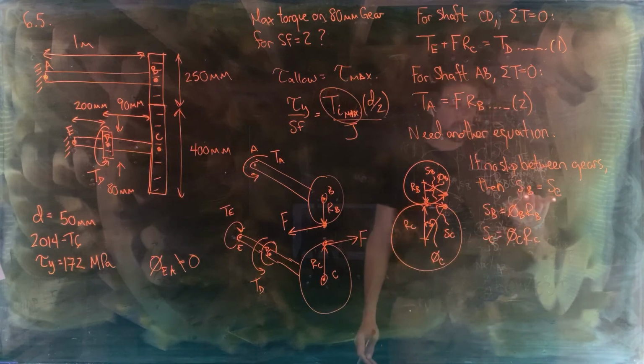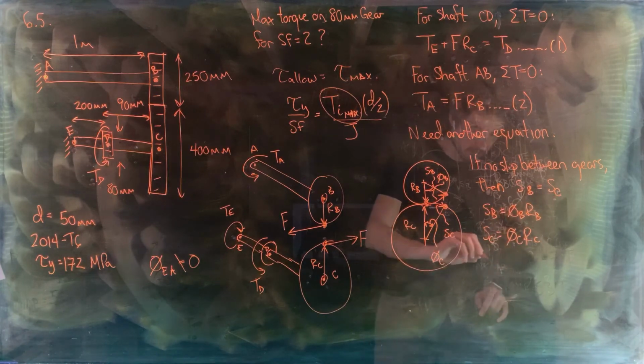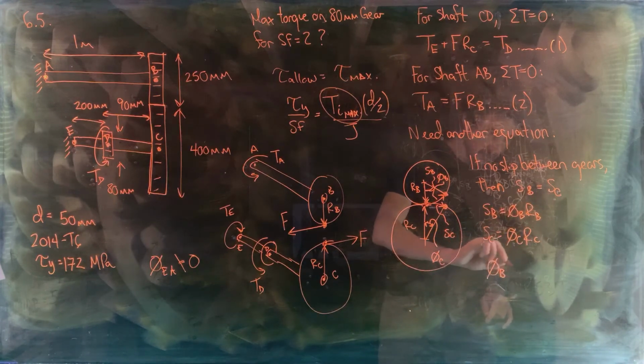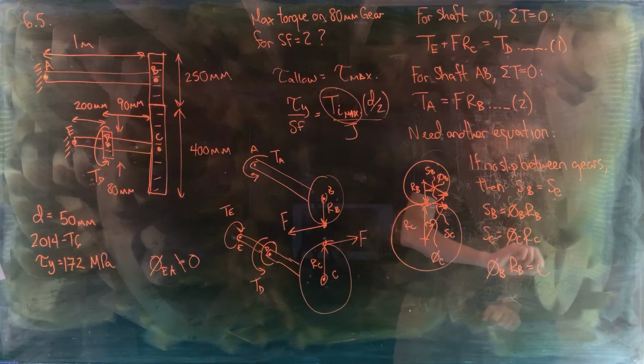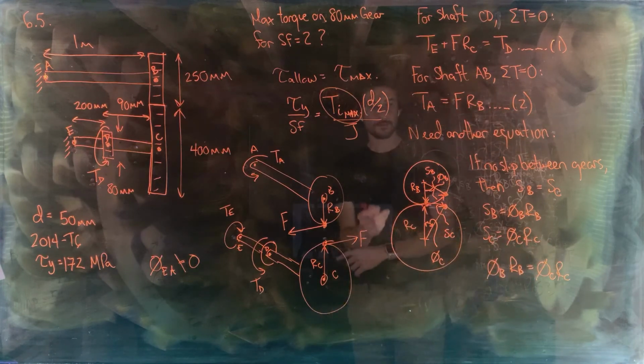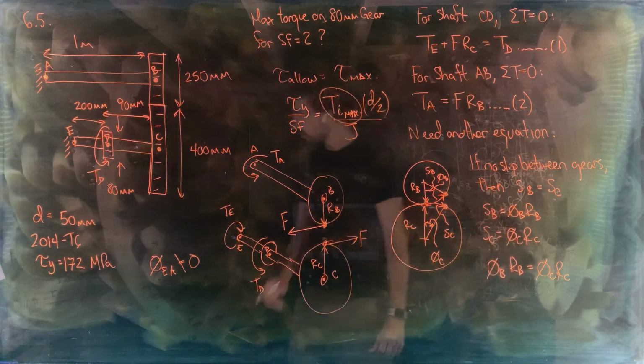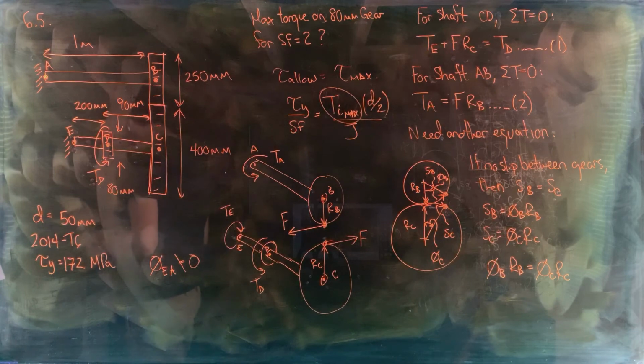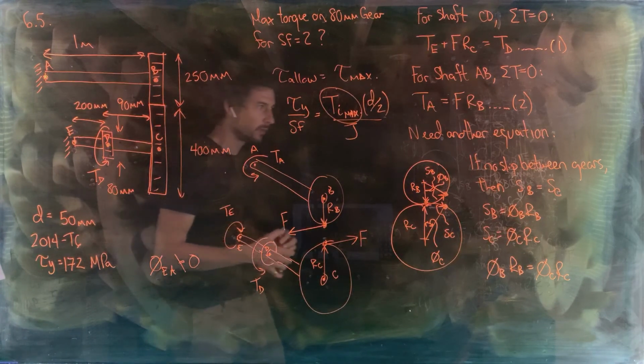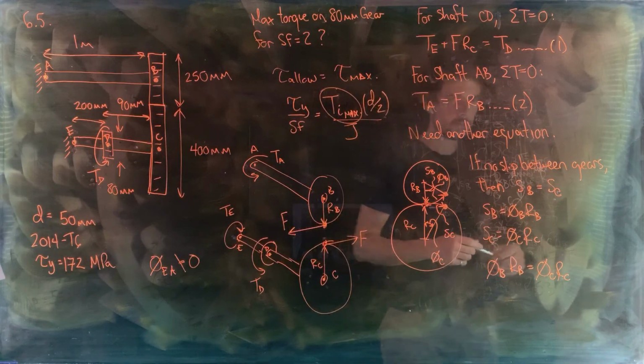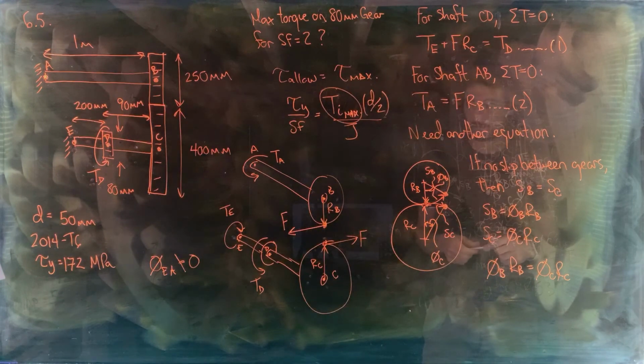Okay? Because these two things are equal to one another, we can say that phi B multiplied by RB has to be equal to phi C multiplied by the radius of gear C, RC. Okay? I'm going to pause there and just make sure that nobody has a question about that portion there. Everybody's following with that?